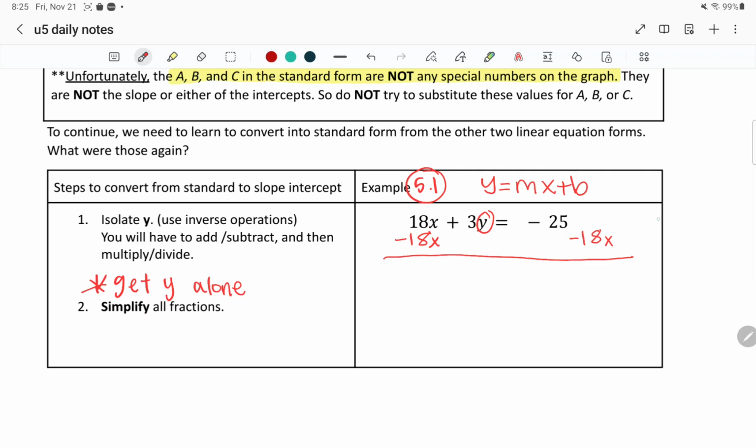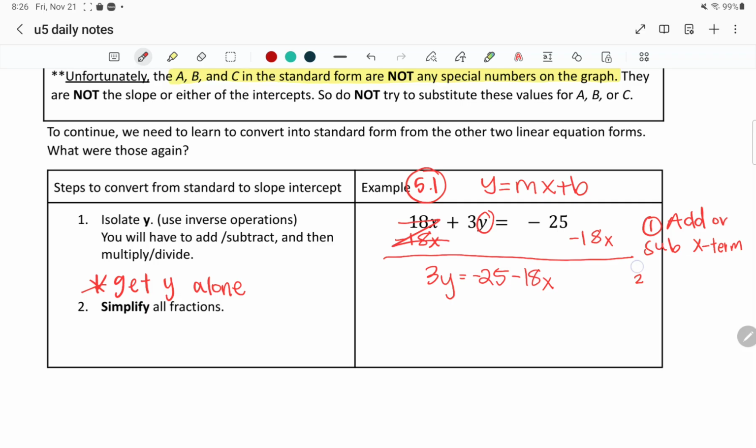So my specific step 1 is add or subtract, depending on if it's positive or negative, the x term. That will always be your step 1. Find the x term, subtract it to the other side, or add it. It goes away on my left, and I'm left with 3y equals negative 25 minus 18x.